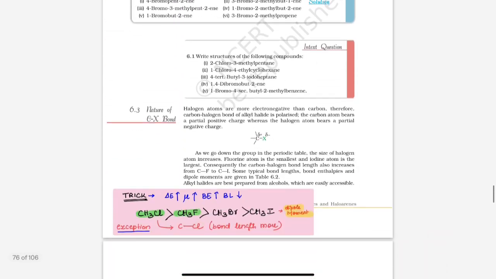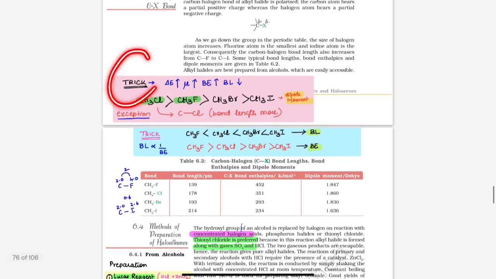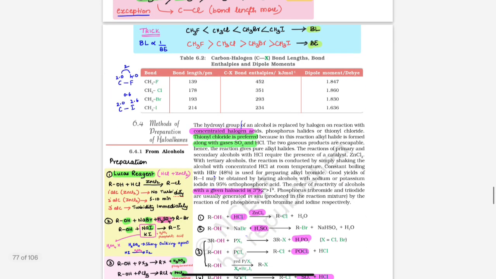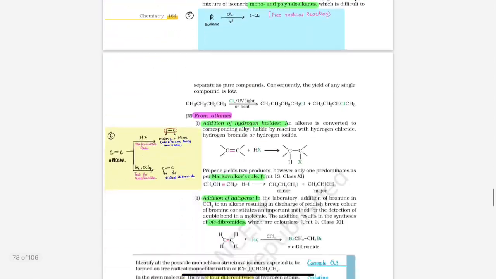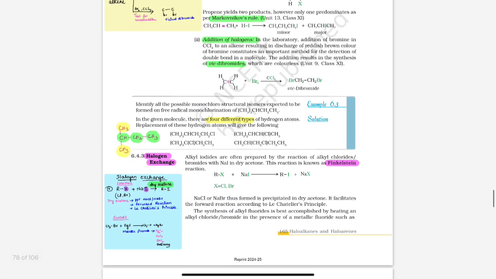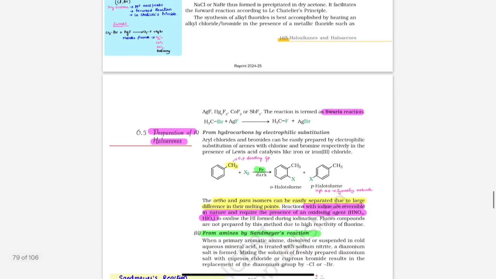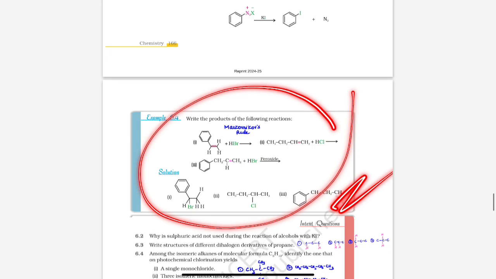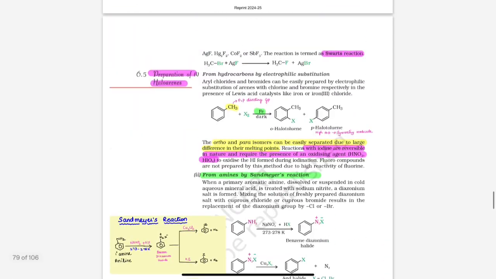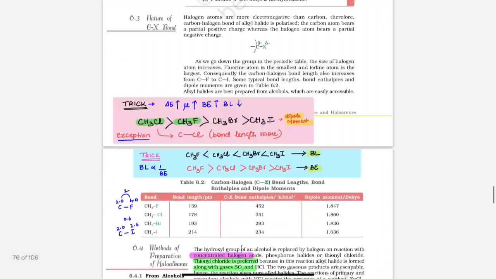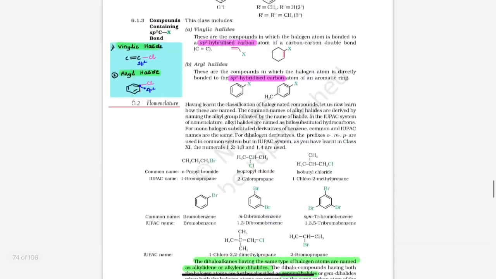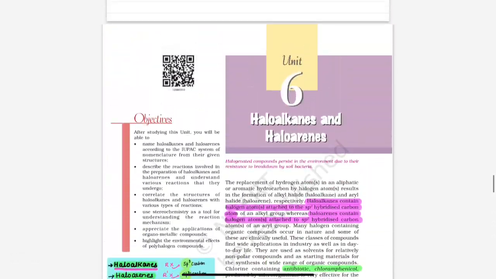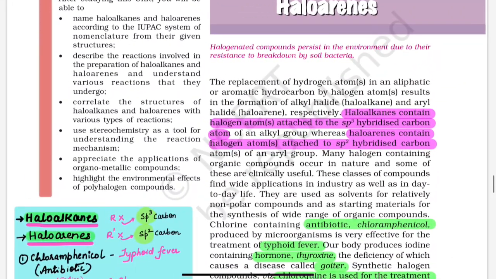And also, see here, I have attached tricks. Use these tricks so that you can remember everything very well. And also we are going to learn examples. Each and every example we are going to learn in this video. And also the in-text questions, if there are any, we are going to solve as well. So it will be 100% useful to you. So let us start this chapter, that is haloalkanes and haloarenes.